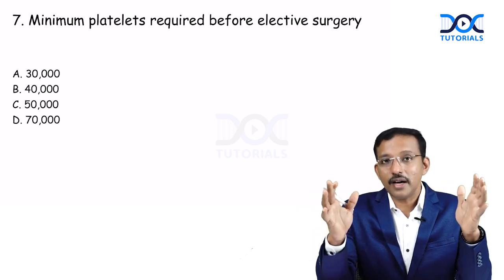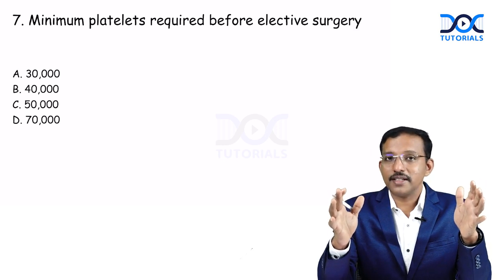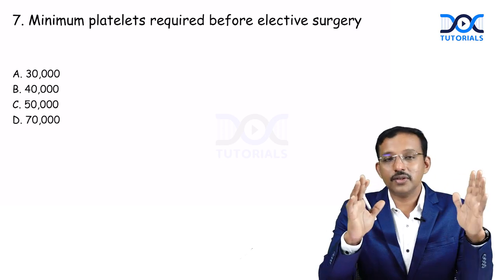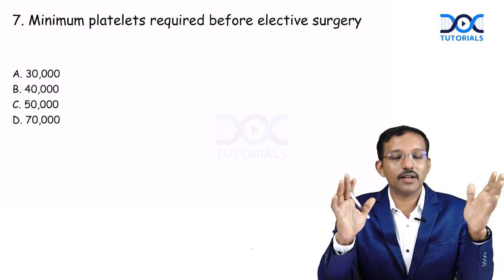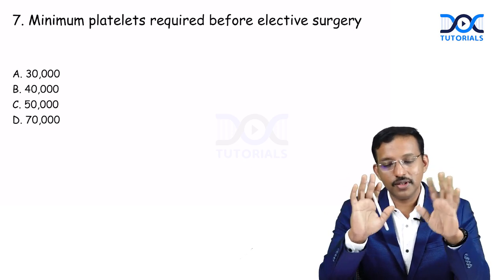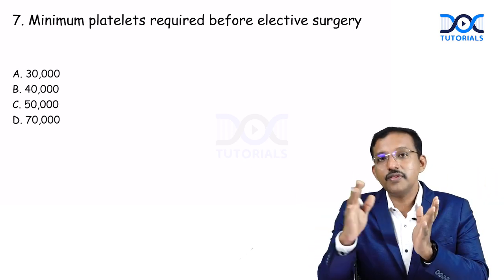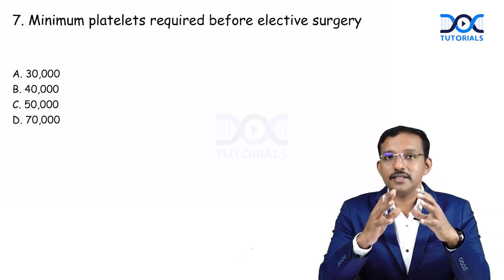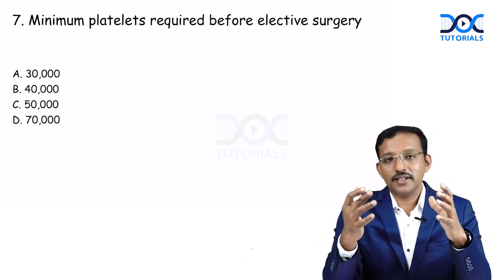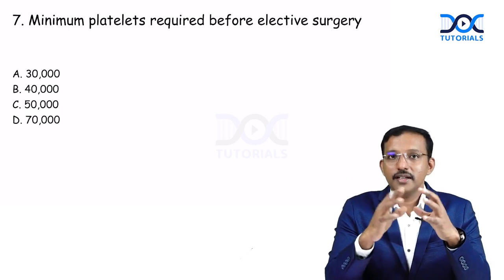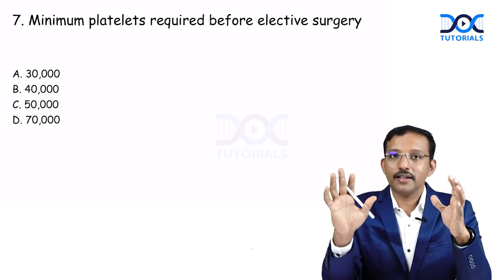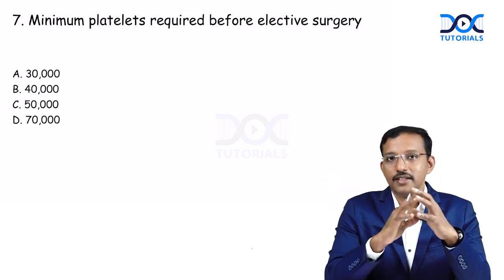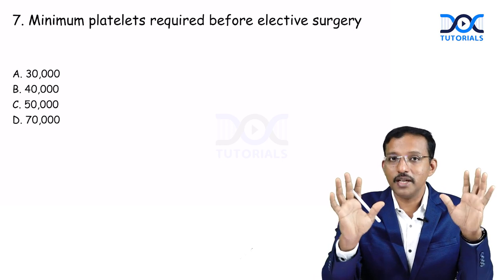If you ask me the practical aspects, below 50,000 you should not use any procedures. Whether it is a central neuraxial blockade or an elective surgery, below 50,000, no and no. Between 50 and 80, depending upon the scenario, the surgical emergency, and what kind of patient you are dealing with, you can think about it. Above 80,000, above 1 lakh, neurosurgeries and spine surgeries are okay. So this is in general what is being practiced.